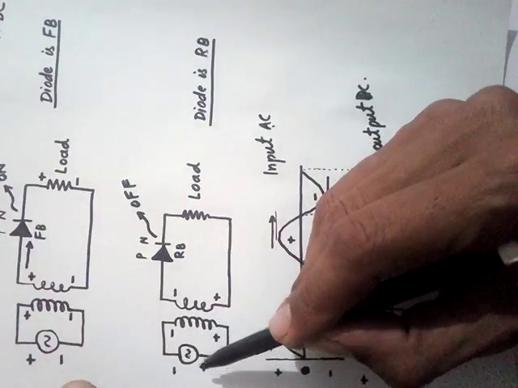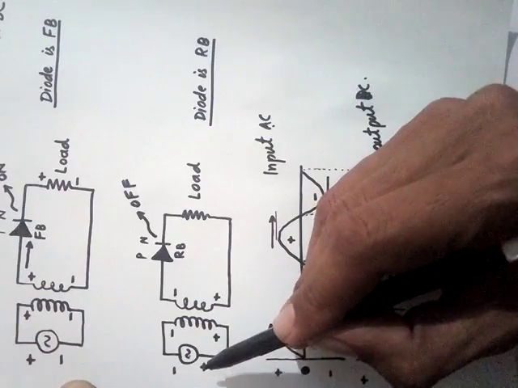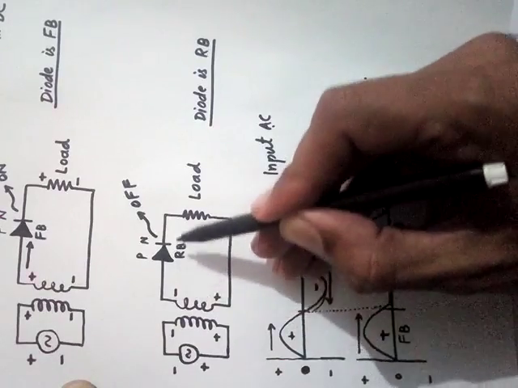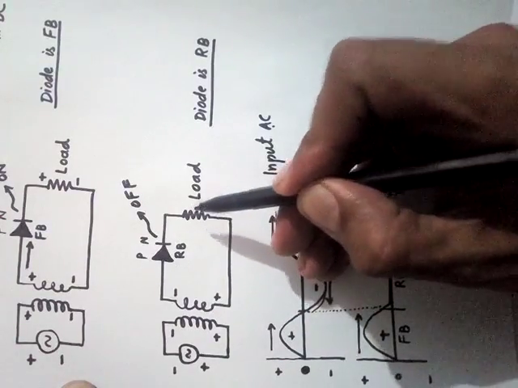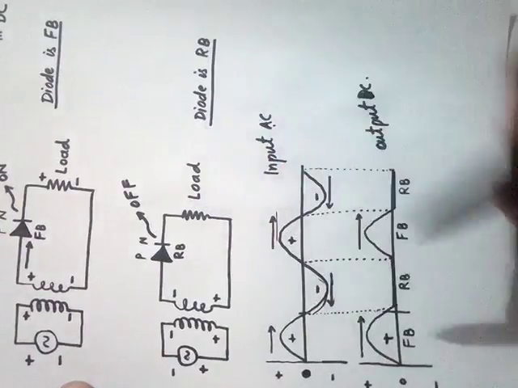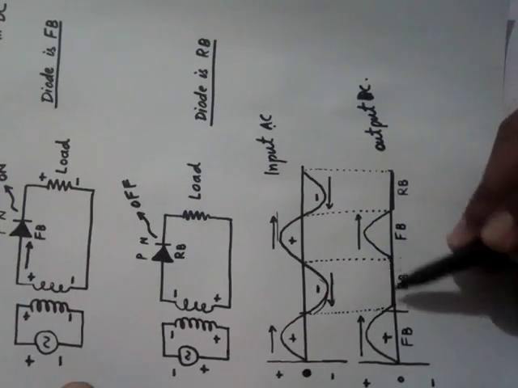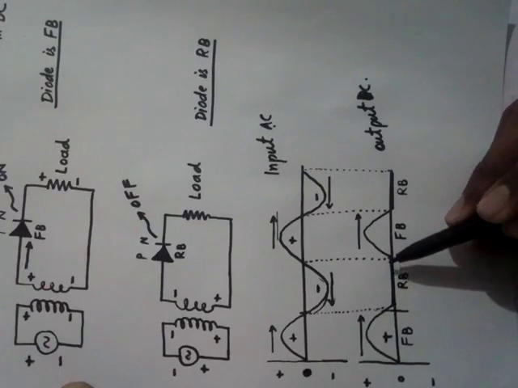Now when I talk about the negative half cycle of the input, I mean the condition when the polarity changes, positive becomes negative and negative becomes positive. The diode becomes reverse biased, so there is no current. No current means there is no output current in the load. I get no output here, neither down nor up, the current is zero.